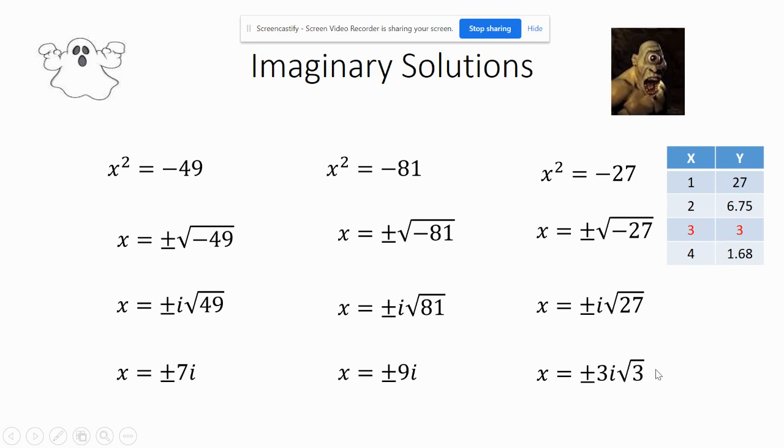Now, some books will put the i after the square root of 3. I don't like to do that because I don't want people to get confused with the fact the i is not in the square root. So I write mine like this, but you have a positive 3i square root of 3 and a negative 3i square root of 3 for an answer.